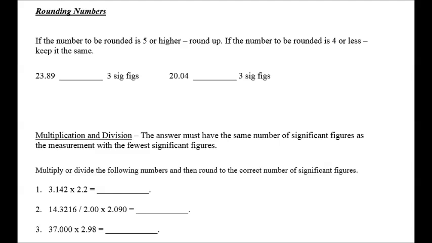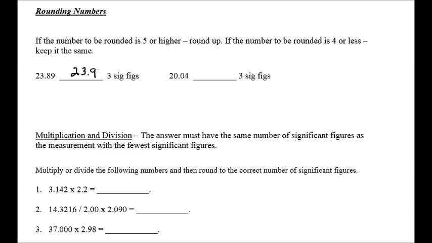If the number to be rounded is 5 or higher, we round up. If the number to be rounded is 4 or less, we keep it the same. So you should pretty much know this one. So if I round 23.89 to 3 significant figures, I would say 23.9, because we are rounding the 8 up because of the 9 after it.